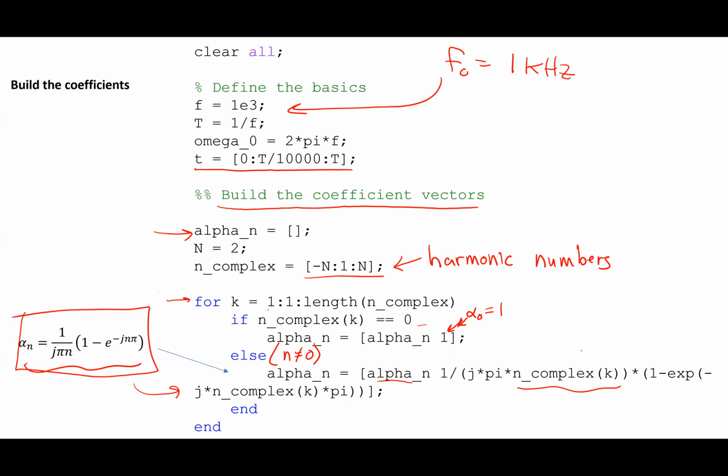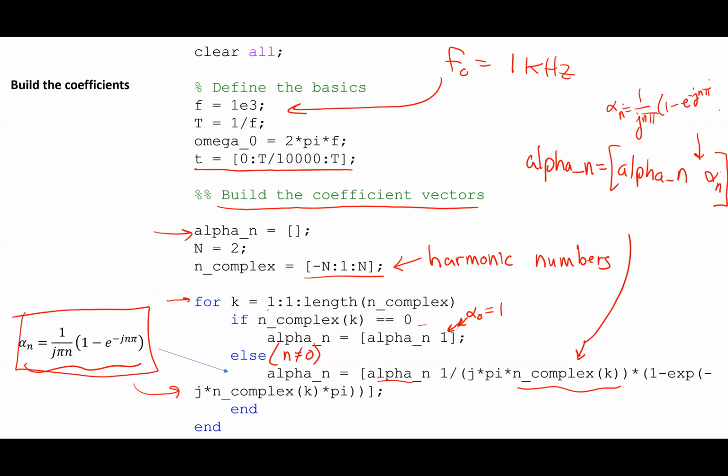I'm basically at this point saying my alpha n vector is equal to whatever my alpha n vector currently is. And then I'm putting in there the formula that I derived for alpha n. Right. So this guy is alpha n equal to 1 over j n pi times 1 minus e to the negative j n pi. Like that. All right. So it's a concatenation is what that is. It's the easy way to concatenate.